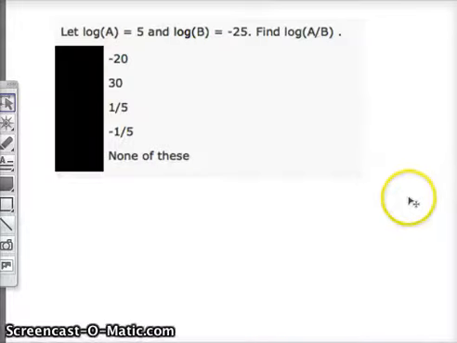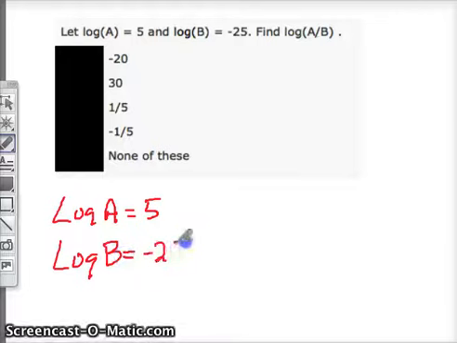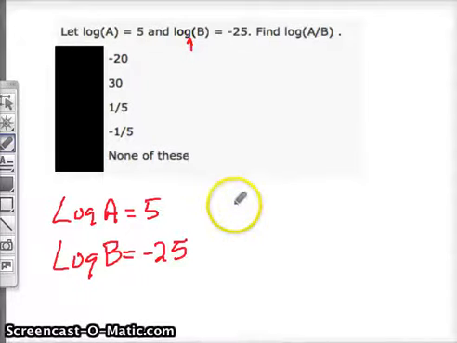All right, for some reason people had a little trouble with this, so let's take a look and see what we could do. Now, you may want to rewrite that. It said let log of A equal 5. Okay, I get that. Log of B equal negative 25. Now remember, there's no base here, right? So that's common log, base 10. Okay, so I get that.